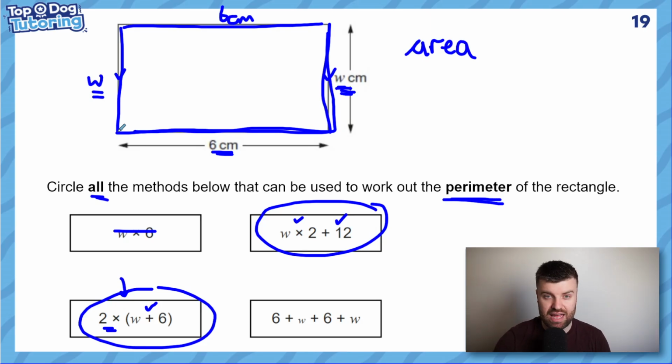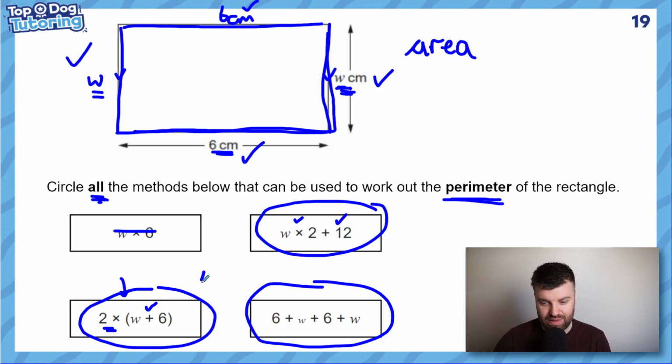Am I going to stop there? No, because of the way this question was worded, all the methods, we need to try them all. Next one, 6, tick, plus W, tick, plus 6, tick, plus W, tick. The most basic way to work out perimeter. Most children would just put this one and move on. However, we proved that the other two work as well. You would need to put all 3 down to get the marks for this question.